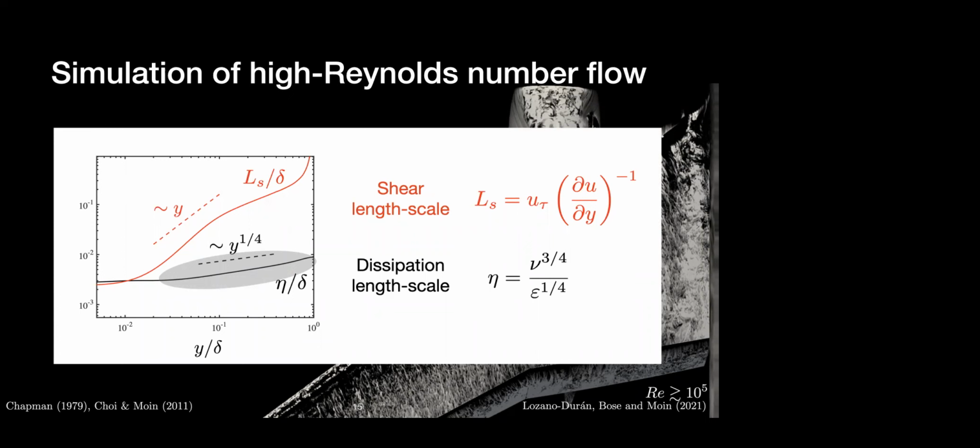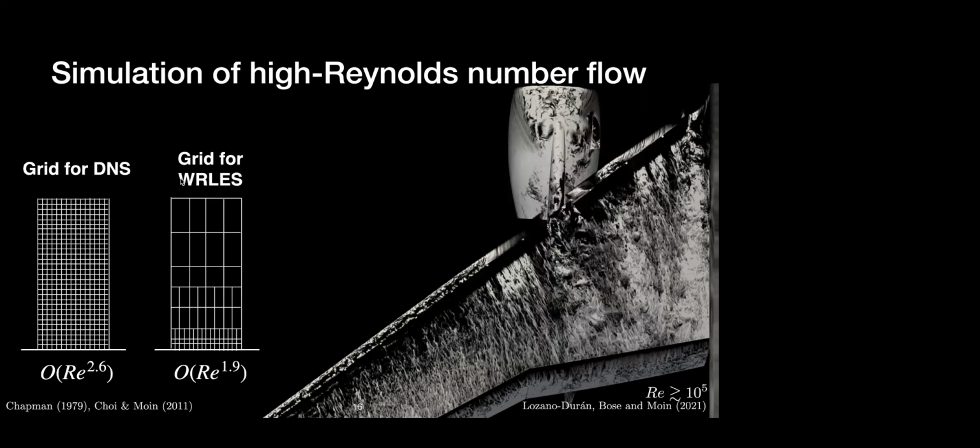And one way to do that is to take these small scales away from the wall and model them, because they're ubiquitous. In a way they're very amenable to modeling, because they behave similarly everywhere. So when you model this, it is called large eddy simulation, or wall resolved large eddy simulation. And in this case, close to the wall, you would need very fine resolution. But as you go farther away from the wall, you can get away with coarse grids because you're modeling the small scales. Still, this is quite expensive.